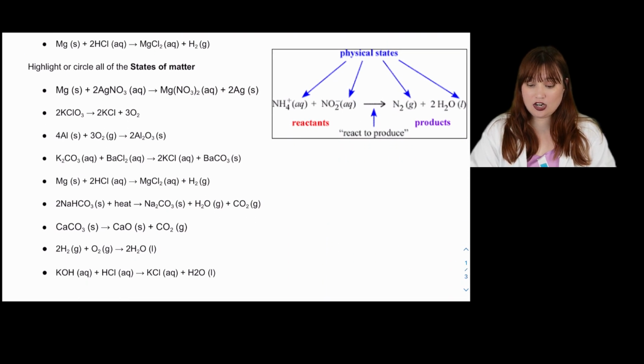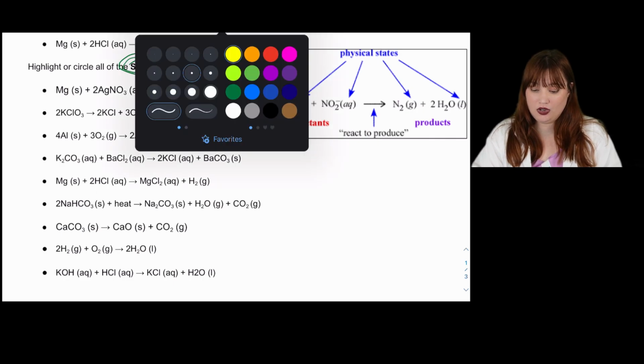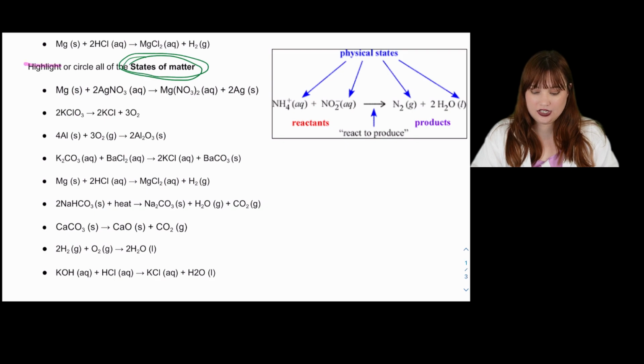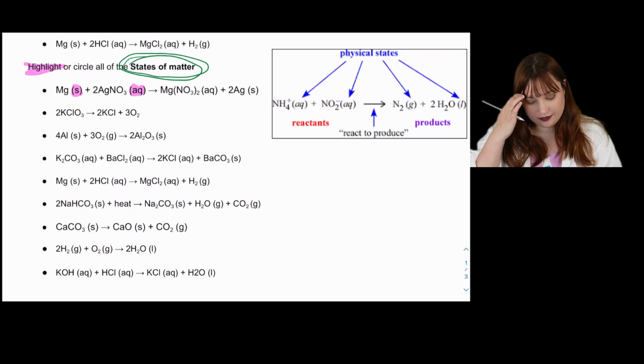The last piece are the states of matter. The states of matter, they're super important, especially when we're doing real experiments. We need to know, what are we looking for? Am I looking for a solid? Am I looking for a gas? So let's highlight all the states of matter. Here we are. You're looking for those parentheses. So there's a parentheses with an S. I know that's a solid. Parentheses with an AQ, that's aqueous or in water.